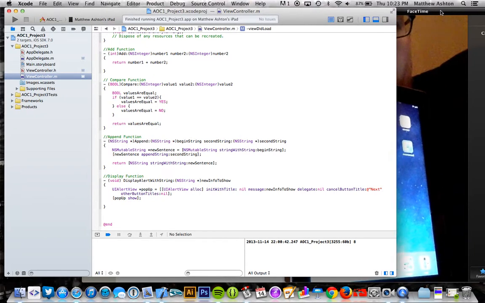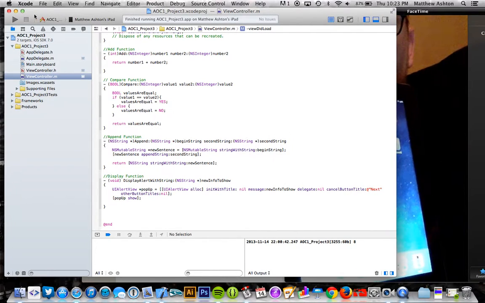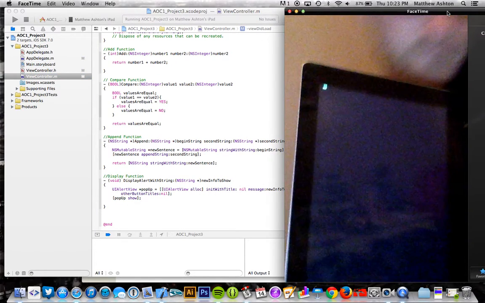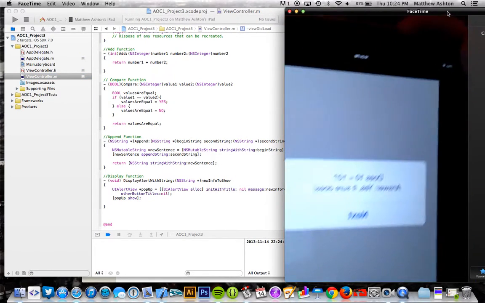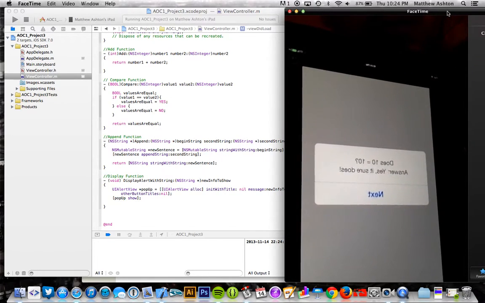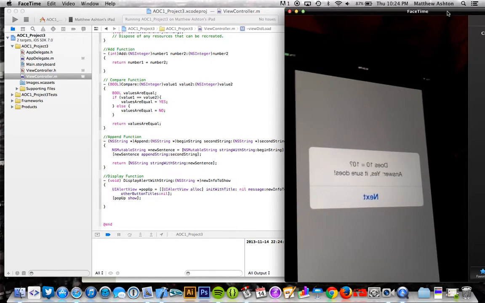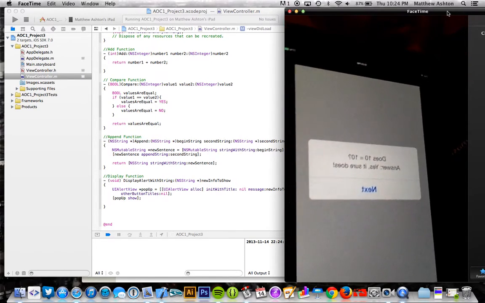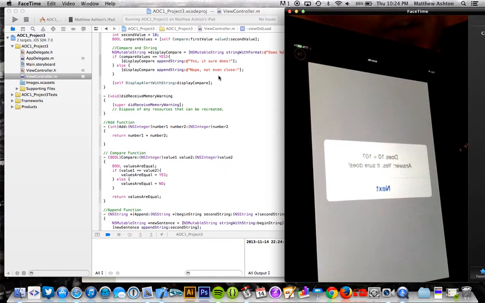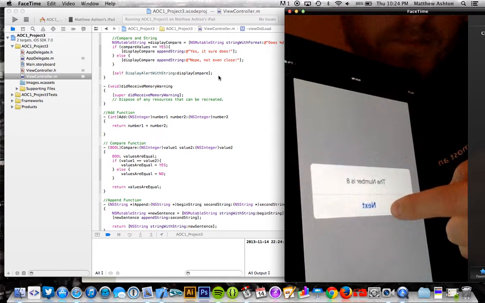Go ahead and run this on my iPad. Give it a second here. Let's see if I can get closer to here. So, first one, passing in the two values, seeing if they're equal. So, does 10 equal 10? Answer, yes, it sure does. Obviously, if you were to change those two numbers, you would get a different message if they were not equal. Go ahead and hit next.